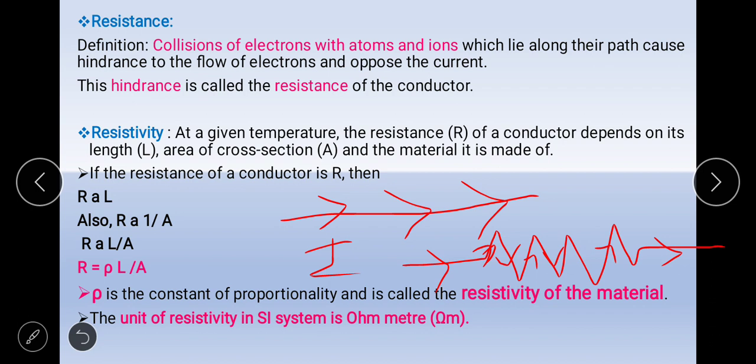So the collision of electrons with atoms and ions which lie along their path causes hindrance to the flow of electron and opposes the current. Hindrance means an obstacle. Okay, in Hindi we call it as rukavat. When the electrons are flowing in their path, if there is some obstacle like this zigzag path, that obstacle, that hindrance is called as a resistance.